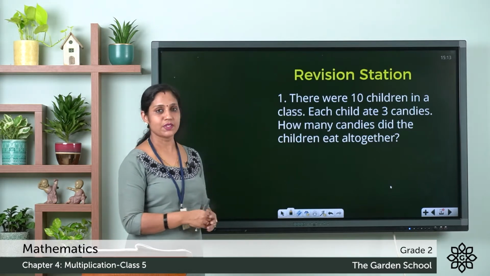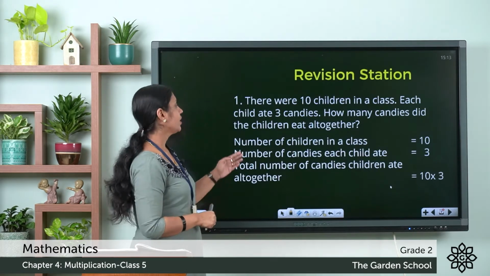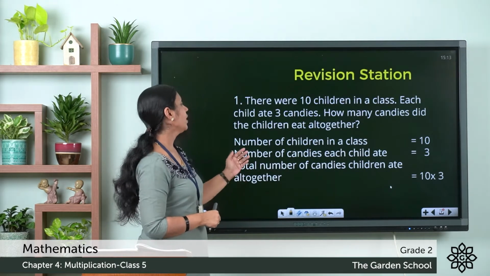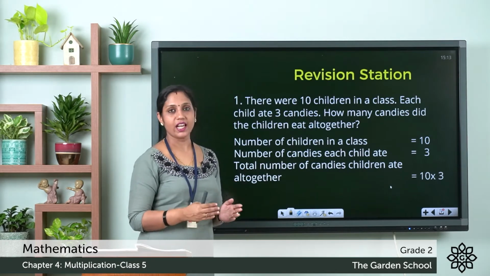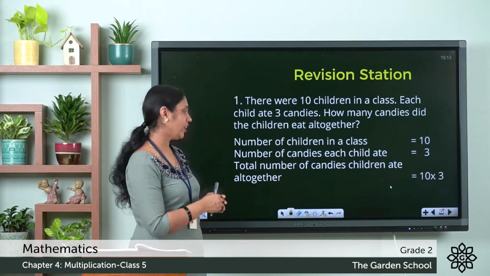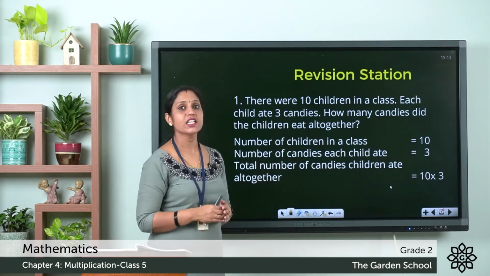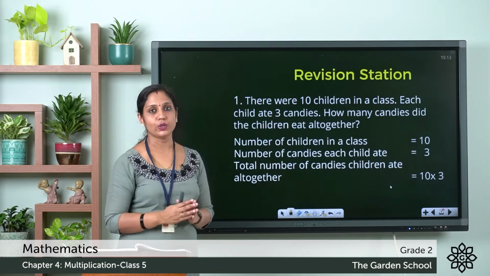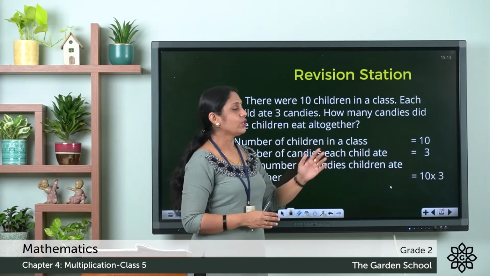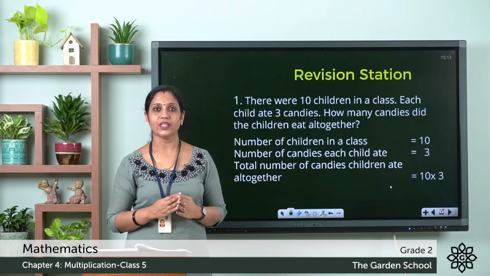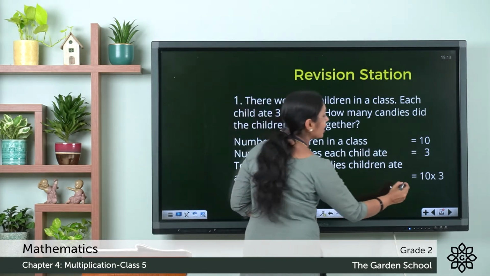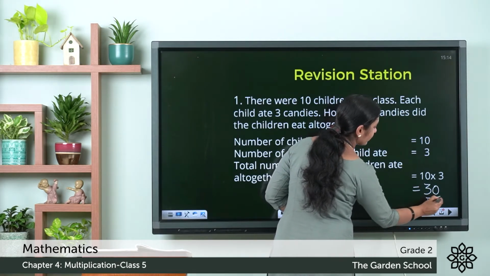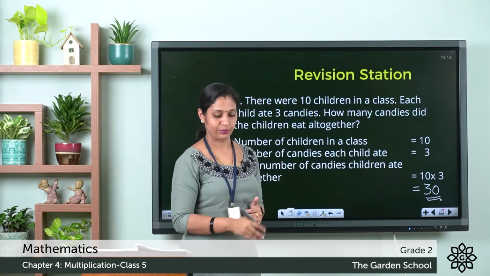So let's start writing the steps now. The first step, number of children in a class is equal to 10. The next step, number of candies each child ate is equal to 3. And we need to find out the total number of candies the children ate altogether. So it is 10 into 3. So how much are 10 threes? It is 30. So let's write 30 here. 10 into 3 is equal to 30. So we got the answer 30.